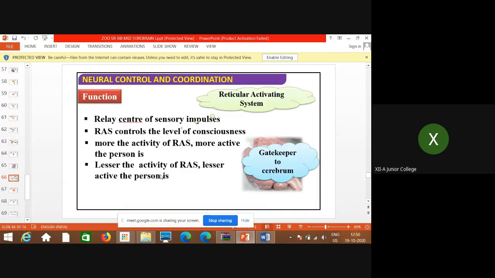This is the thalamus. What is the function? Function of the thalamus: it is considered to be the relay center for sensory impulses, and the reticular activating system is related to controlling the level of consciousness. The more the activity of this reticular activating system, that is the consciousness, the more active the person is. The lesser the activity of RAS, the less active the person is. So the thalamus is considered to be the gatekeeper of the cerebrum.